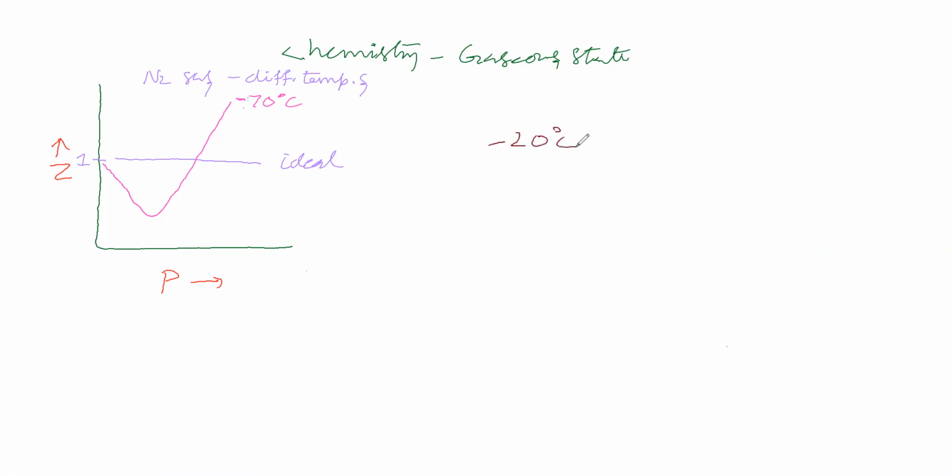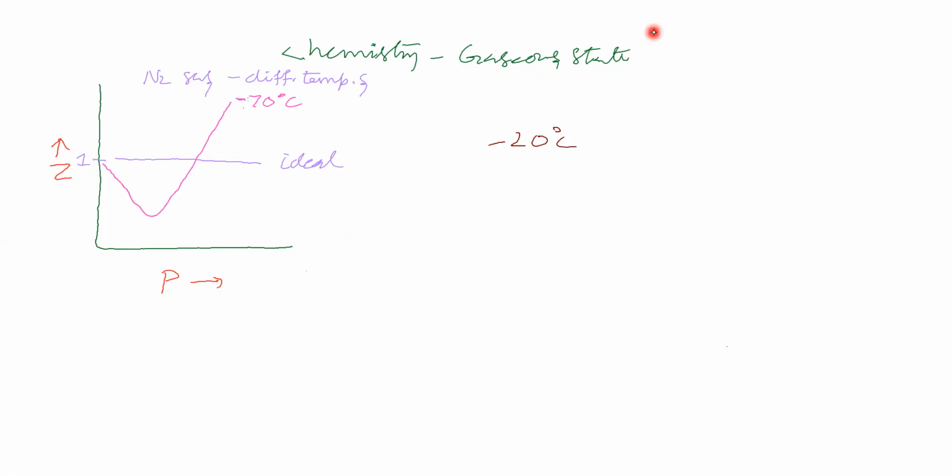Minus 20 degrees Celsius we have taken. Now for this, this graph will be there. The gas is nitrogen, the gas is fixed. The temperature we have changed from minus 70 degrees Celsius to minus 20 degrees Celsius. At minus 20 degrees Celsius, nitrogen gas is taken for varying pressures.